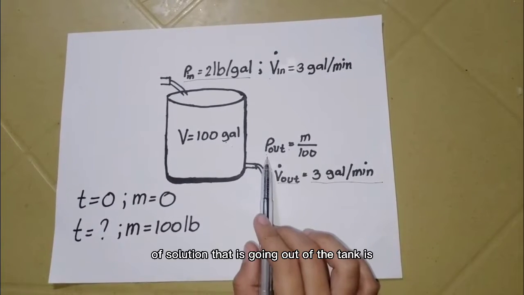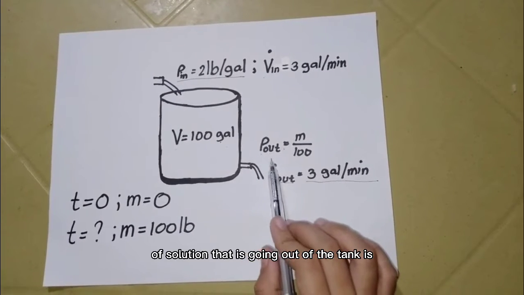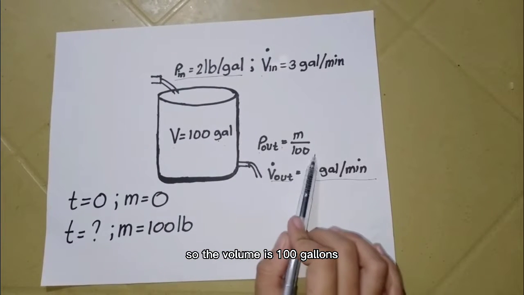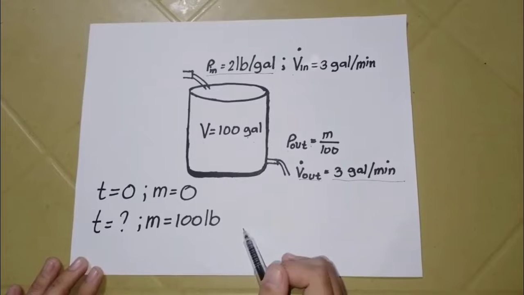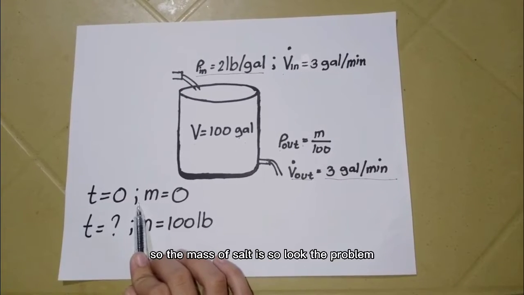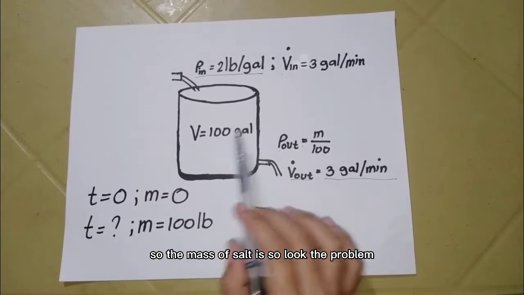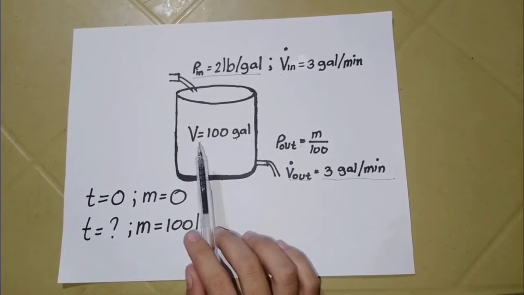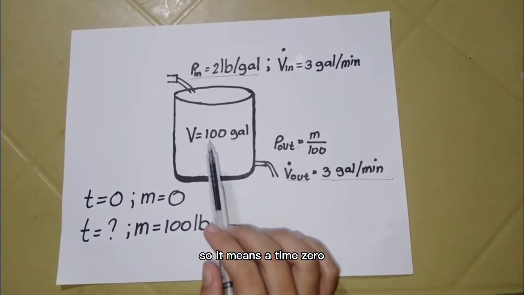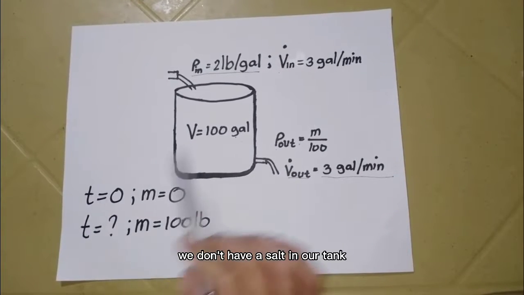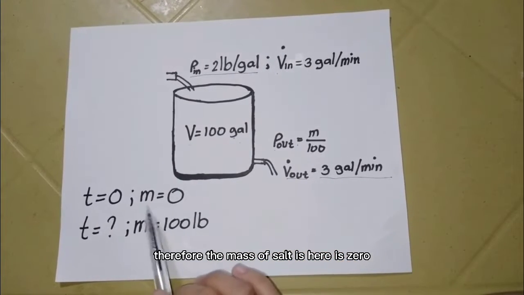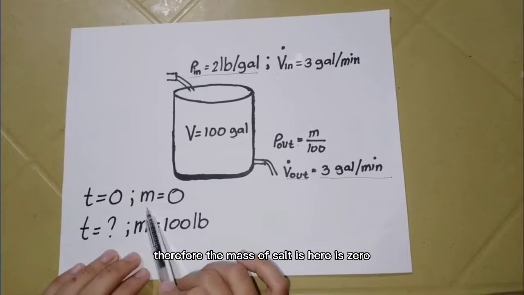So the density of the solution that is going out of the tank is mass over volume. The volume is 100 gallons. The condition is time is 0. So the mass of salt is, look at the problem: a tank contains 100 gallons of water. It means at time 0 we don't have salt in our tank. Therefore the mass of salt is 0.